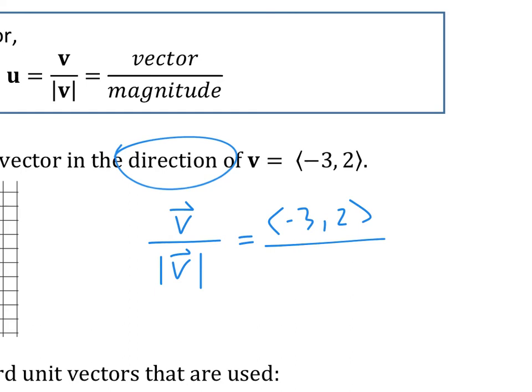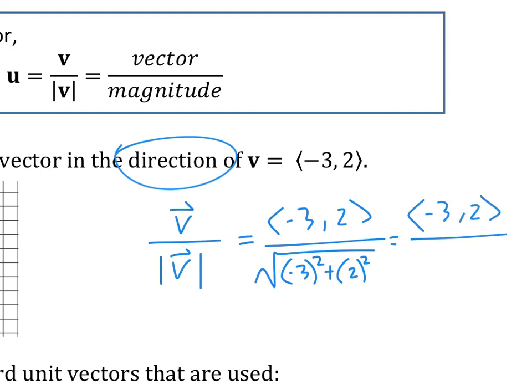How do you find the magnitude of this vector? Not the distance formula, we don't need it. Yeah, Pythagorean theorem. Because we only have 1 point, we don't have 2. So we're going to just use the Pythagorean theorem. So square root of negative 3 squared plus 2 squared. So this is going to be negative 3, 2 over, this is 9 plus 4, so square root 13.